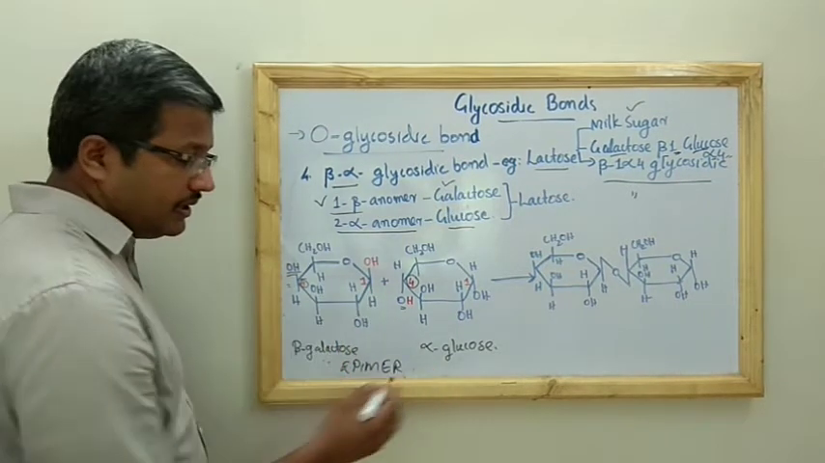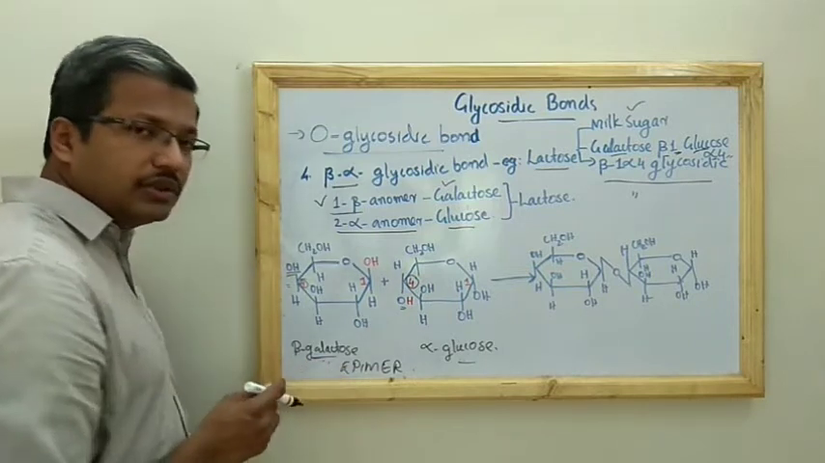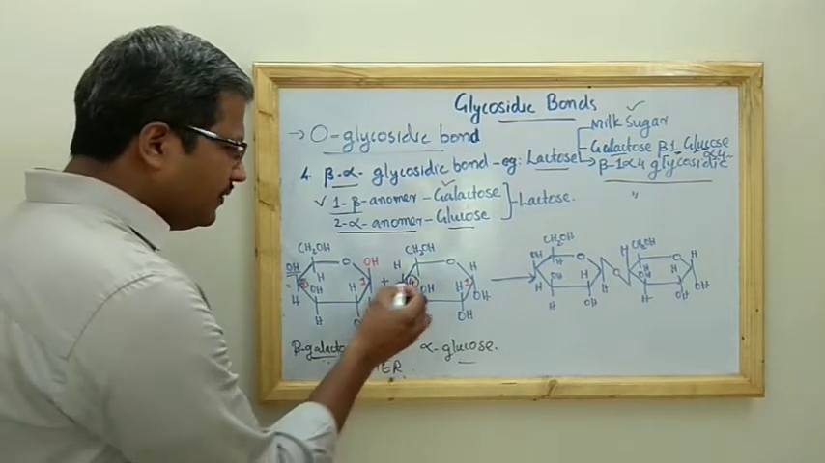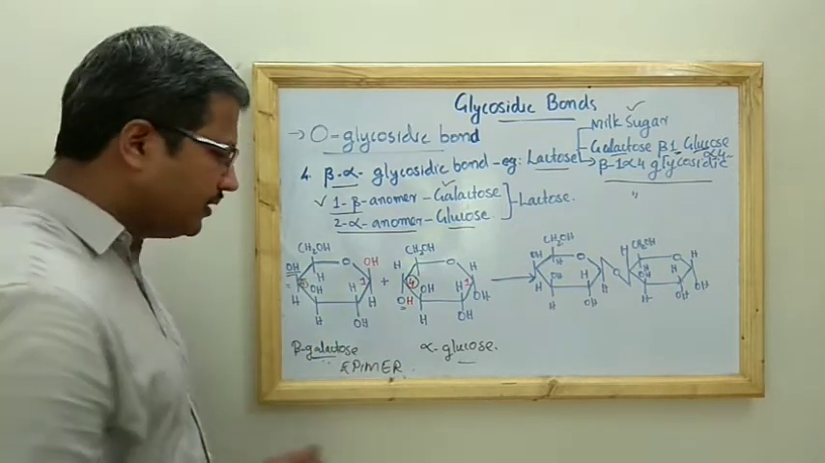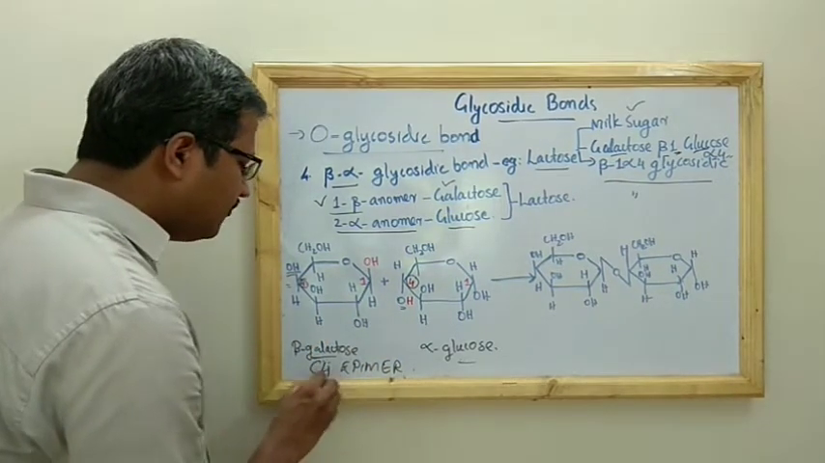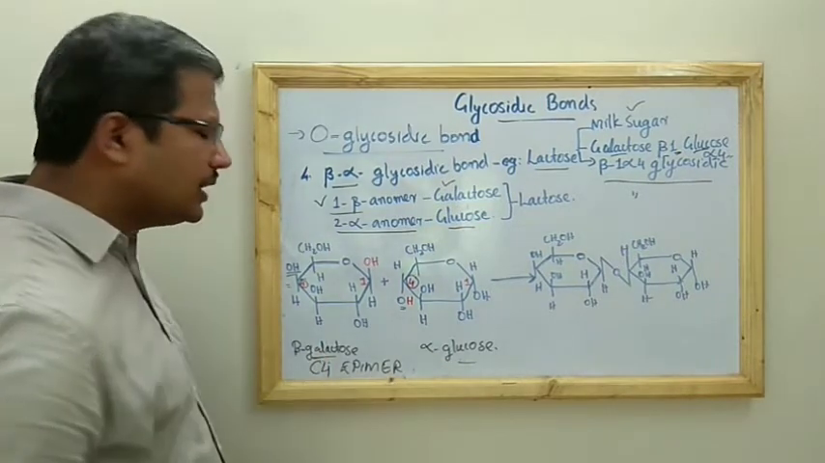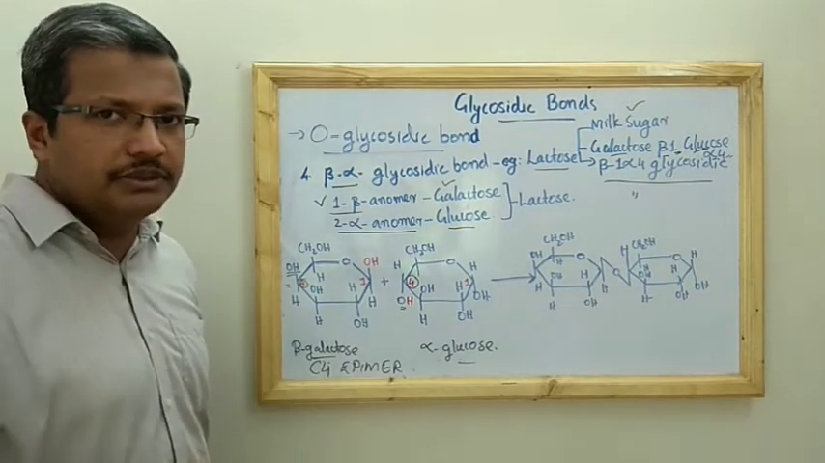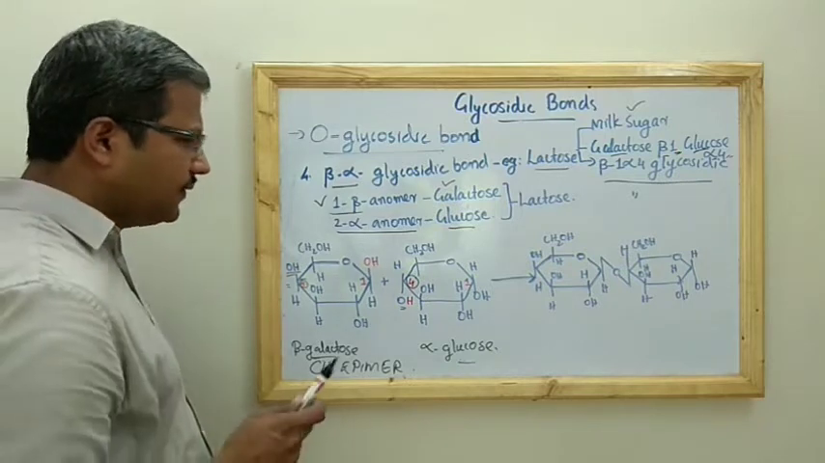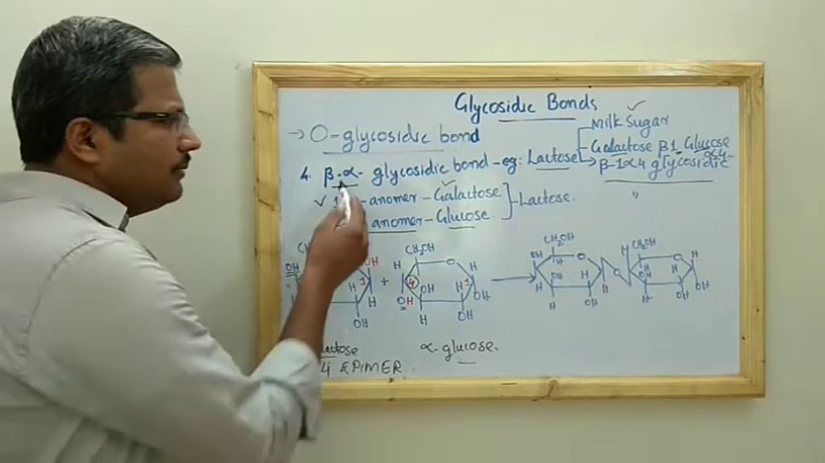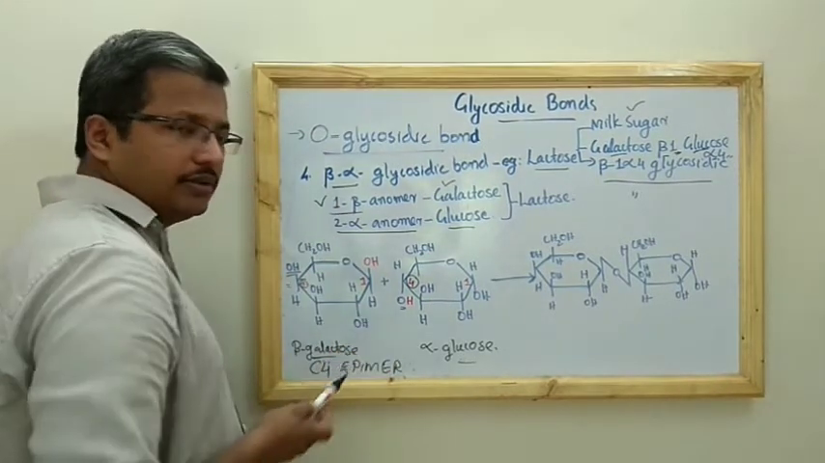So what can we say? Glucose and galactose are epimers. Which epimer? The difference is at the fourth carbon, therefore it is a C4 epimer. So galactose and glucose are C4 epimers. Galactose and glucose are C4 epimers. Don't forget that. Now coming back to the beta alpha glycosidic bond.